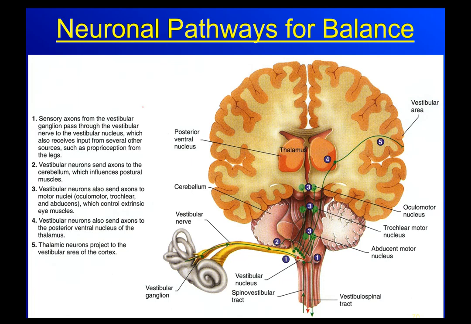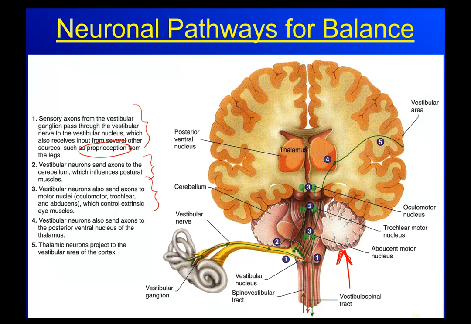So, the sensory axons from the vestibular ganglion pass through the vestibular nerve to the vestibular nucleus, which also receives input from several other sources, such as proprioception from the legs. Remember that proprioception is just body position. It's a real fancy way of saying body position. So, you're getting information not only from your ears, but from your body parts. The vestibular neurons send axons to the cerebellum. Remember, the cerebellum is the broccoli stem back here, which influences your posture. It basically helps to correct it.